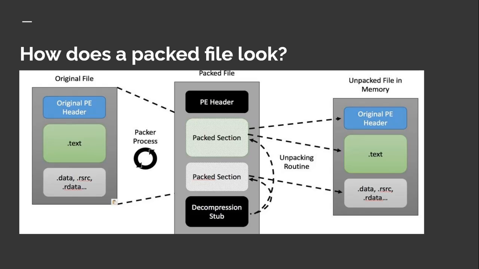This is how it looks. Here is the original file, which is not packed as of now, and we can see in the PE header of the original file, it has a text section, the data section, the resource section, and the resource data. Whenever it is packed with any of the packing encryption techniques, it includes a decompression stub. So whenever it is executed in the computer, we can see the strings in the memory.